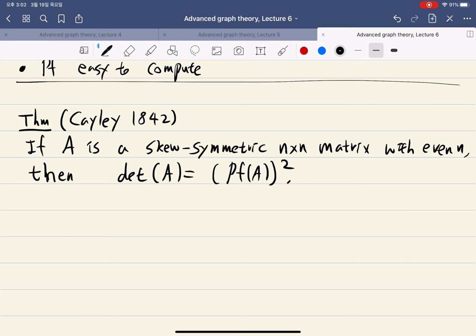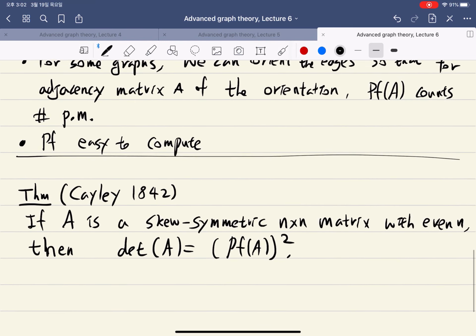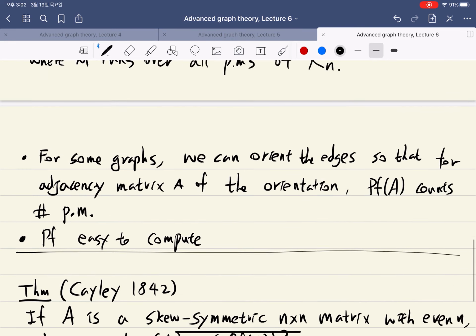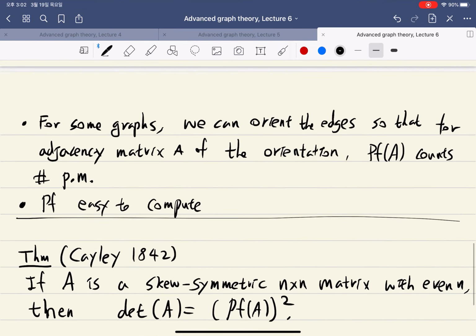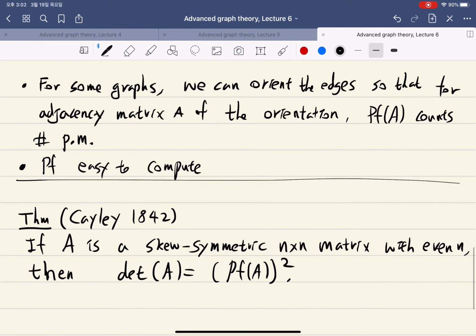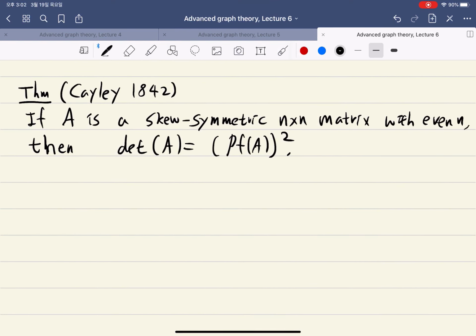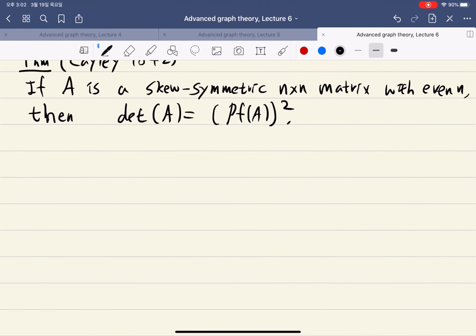So instead of computing the Pfaffian, if you forget the sign, plus or minus, it doesn't really matter for our purpose, as long as all the weights have the same sign. So as long as we don't care about the sign, if you compute the determinant, then we know the value of the Pfaffian. Yep, so we will prove this.